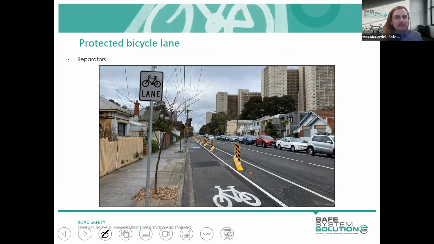Just got a couple more examples of these kind of temporary pop-down separators, the pop-up separators, whatever you want to call them, bolt-down. These were quite prominent during the COVID lockdown here in Melbourne, where we got to see lots of these pop-up bicycle lanes being installed. Once again, has that benefit of being a bolt-down fix, so easy to install and disassemble if required. I do like these ones because you've got these paddles that kind of sit up above. So it just improves that delineation a lot more.